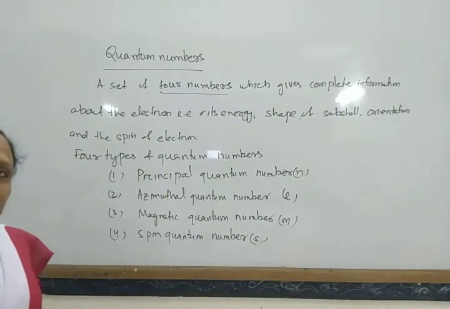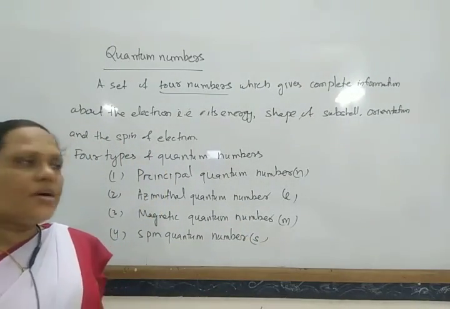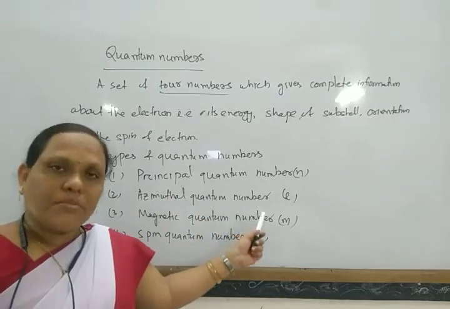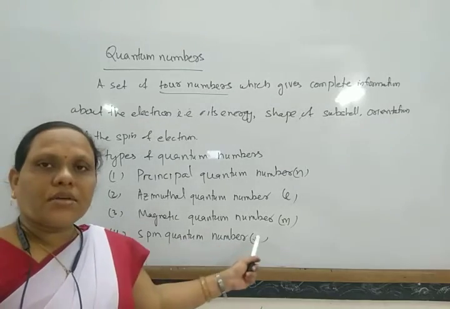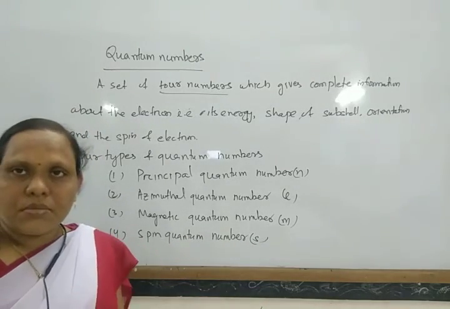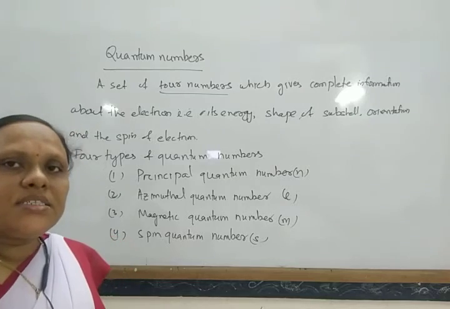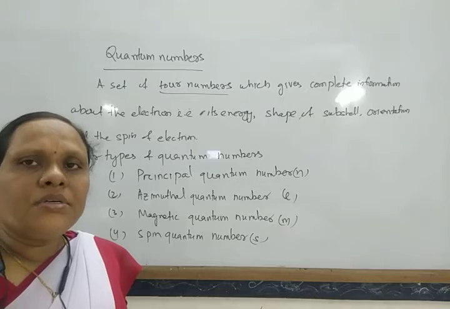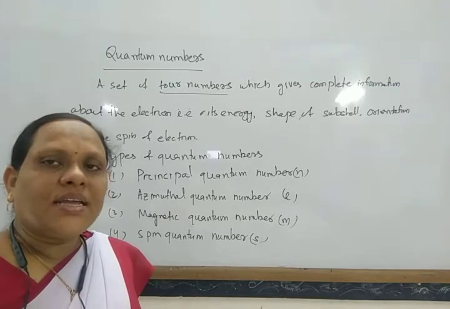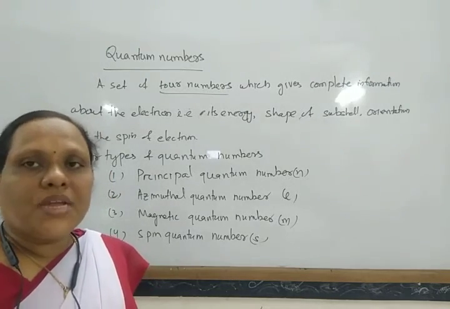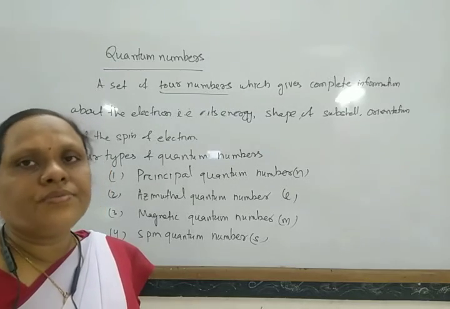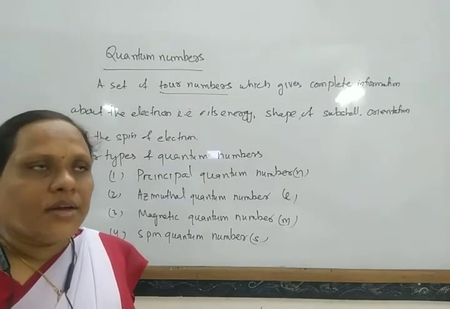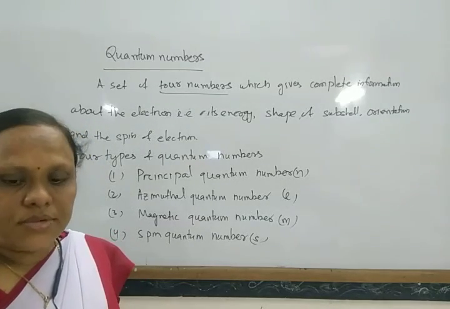Okay, so there are 4 types of quantum number: principal quantum number, azimuthal quantum number, magnetic quantum number, and spin quantum number. So quantum numbers are a set of numbers which gives the complete information about an electron, that is energy, shape, orientation, and spin of electron. Okay, so let us discuss one by one about these quantum numbers.